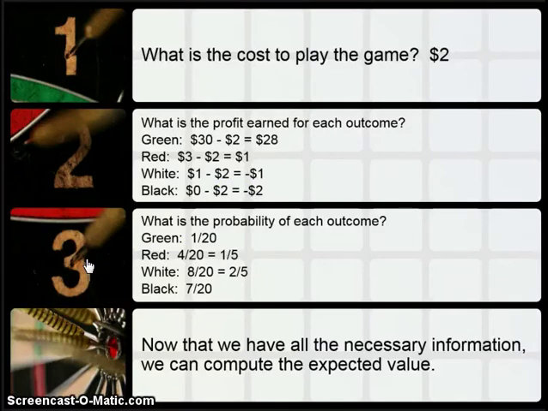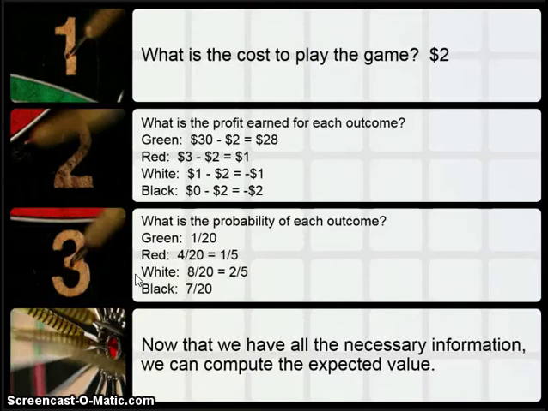Since there was 1 green marble, 4 red marbles, 8 white marbles, and 7 black marbles, there is a total of 20 marbles in the bag. So for green, 1 green marble out of 20 is a probability of 1/20. For the red marble, we have 4 red marbles out of 20. That's a probability of 1/5. For the white marbles, there are 8 white marbles in a total of 20. So that's a probability of 2/5. And finally, for black, there are 7 black marbles in the bag of 20. So the probability is 7/20.